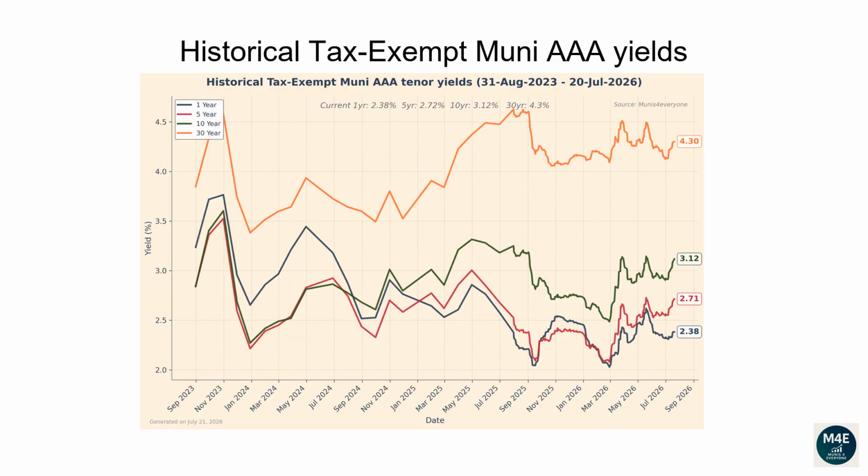This line plot and the next plot show how each tenor of the Muni yield curve has changed over time. From the 31st of August 2023 to the 22nd of July 2026, the 1-year yield has dropped from 3.24 to 2.43. The 5-year yield has dropped from 2.85 to 2.79. The 10-year yield has increased from 2.84 to 3.2. The 30-year yield has increased from 3.85 to 4.37.